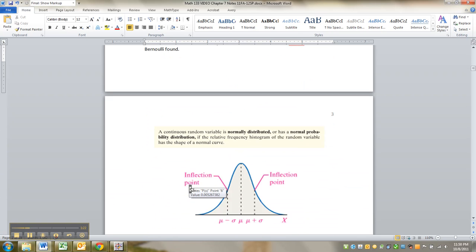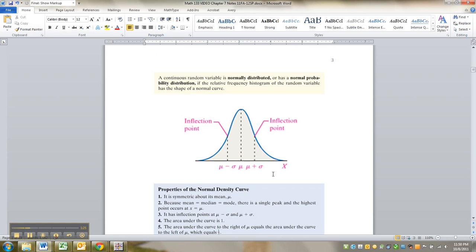All right, so let's look at what a normal curve takes. A continuous random variable is normally distributed if the relative frequency histogram follows this shape. The inflection points are where the standard deviation happens. So here's where the first standard deviation is, and here's where the first standard deviation is on the left side. And it's where the curve kind of changes.